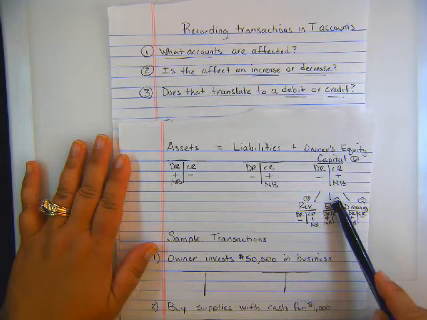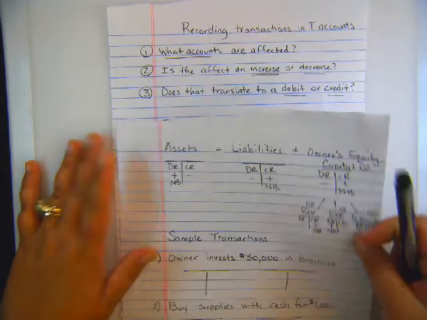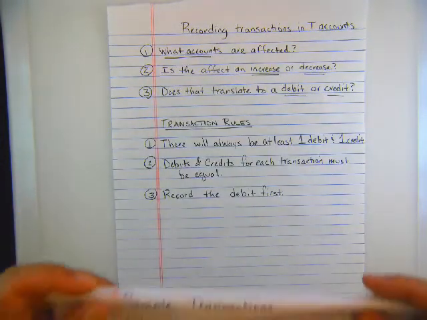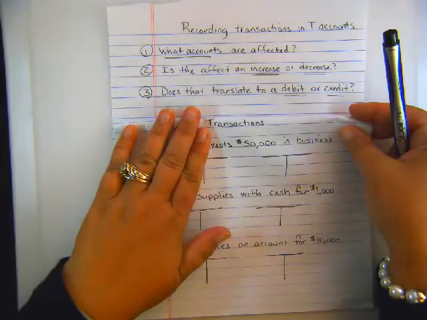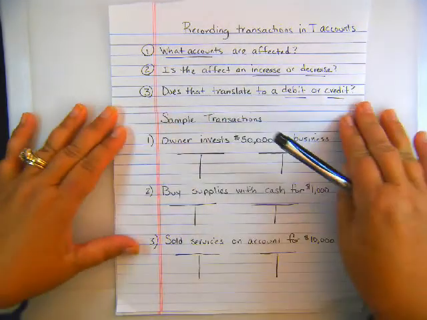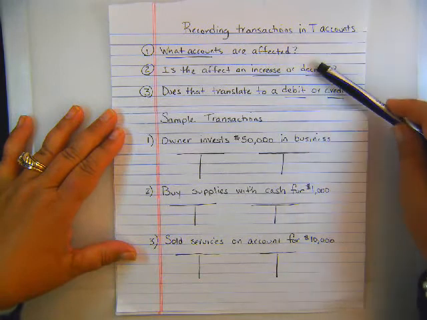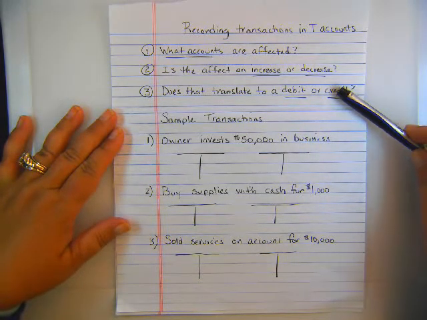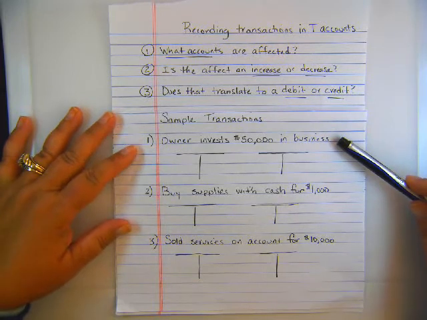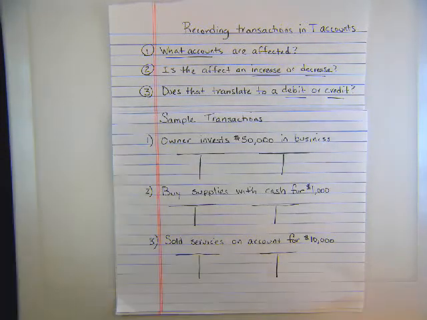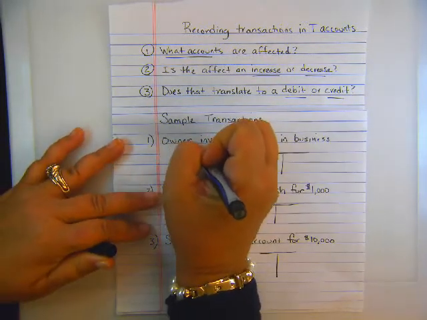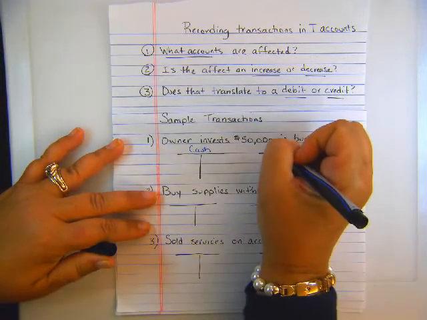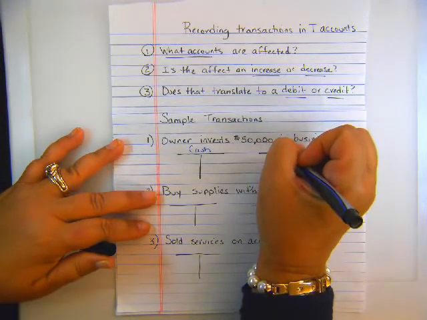Okay, having said that, we're going to look at some sample transactions. We're going to use our debits and credits to do that in the T account, and we're going to remember these 3 questions as we go through and analyze each transaction. So the first transaction: owner invests $50,000 in the business. Now, what accounts are affected? As you know, that's going to be cash and capital.